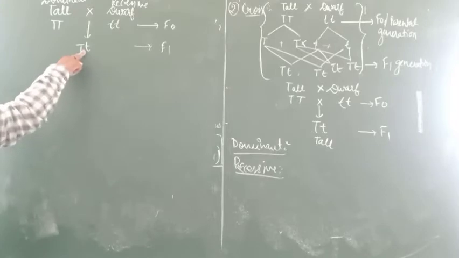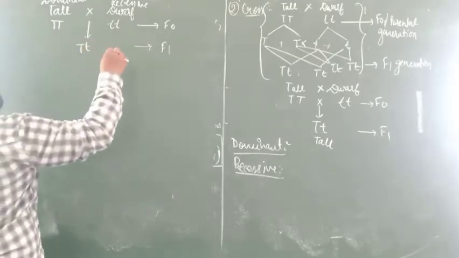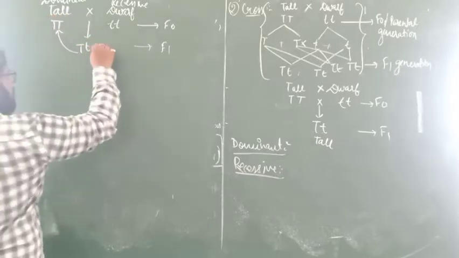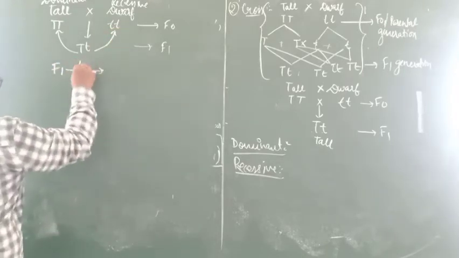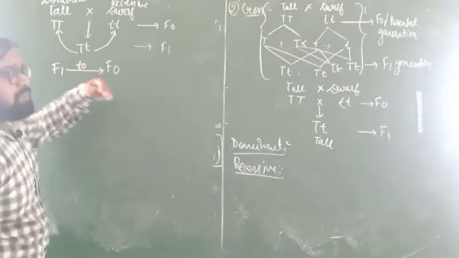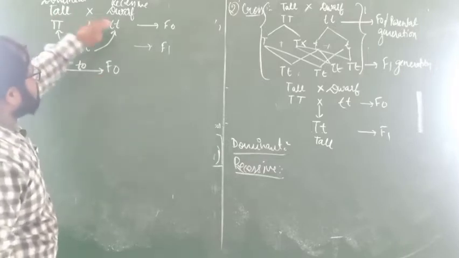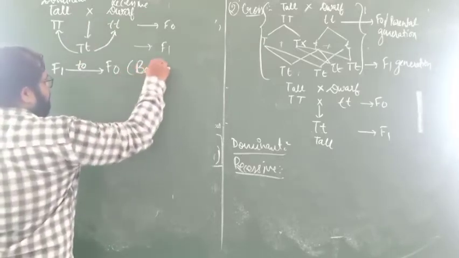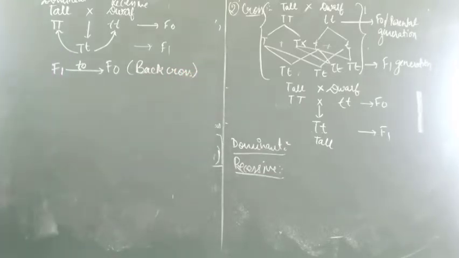So here, listen very carefully. If we cross the F1 generation with the F0 generation, it means if the F1 generation is crossed with any parent of the F0 generation, then this cross is called a back cross. Just remember this name, back cross.